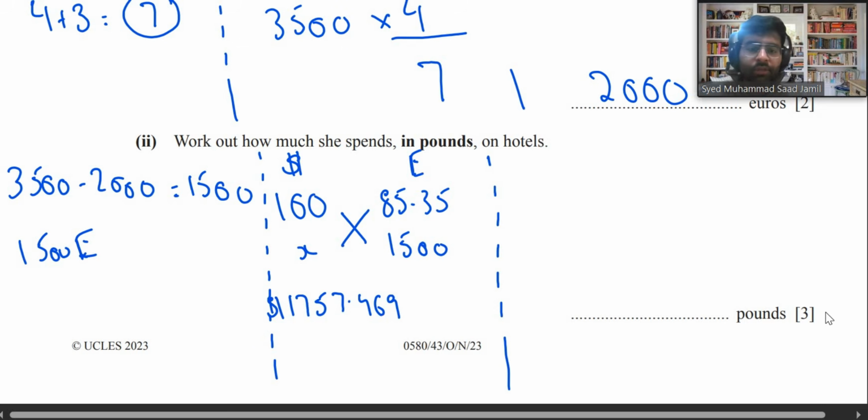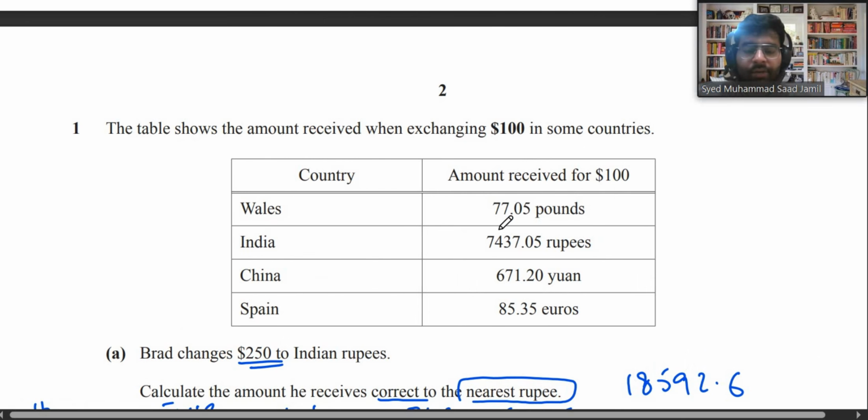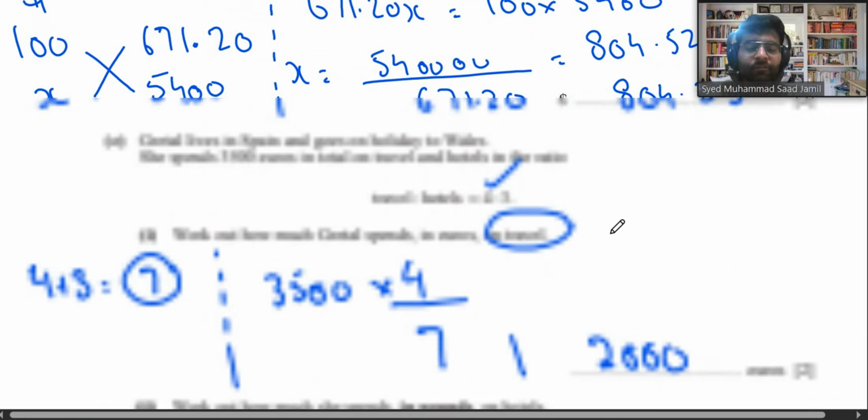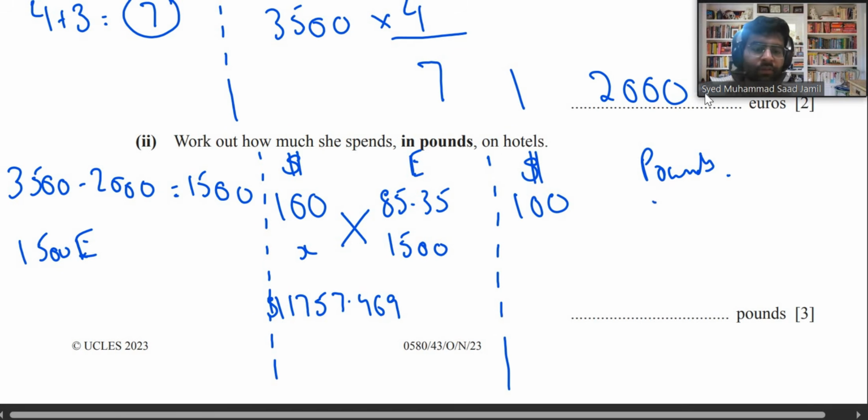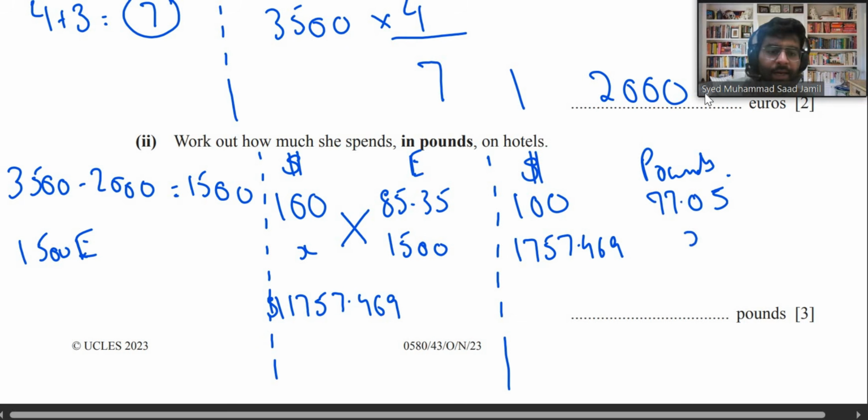Now we will use dollars and pounds. We already know that 1500 euros is actually 1757.469 dollars. Now we know that $100 is how many pounds? We will go up here. $100 is 77.05 pounds. So we write 77.05. How many dollars do we have? We have 1757.469 dollars. How many pounds?